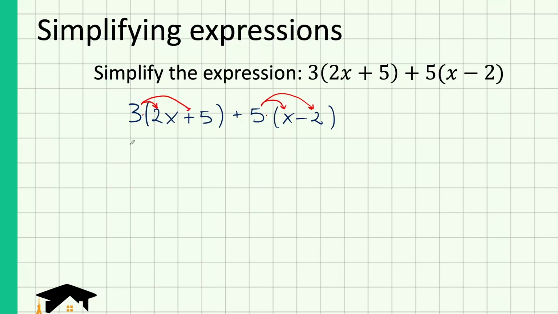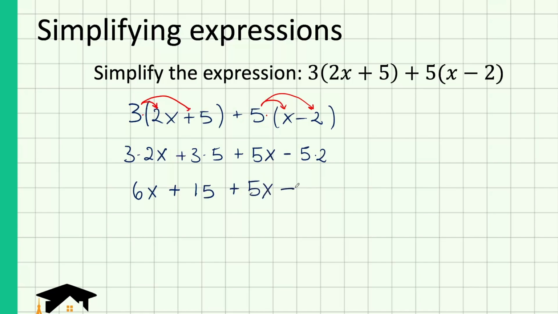So let's do this. 3 times 2x plus 3 times 5. Then we have plus 5 times x minus 5 times 2. 3 times 2x is 6x. 3 times 5 is 15. 5 times x is 5x. And 5 times 2 is 10.